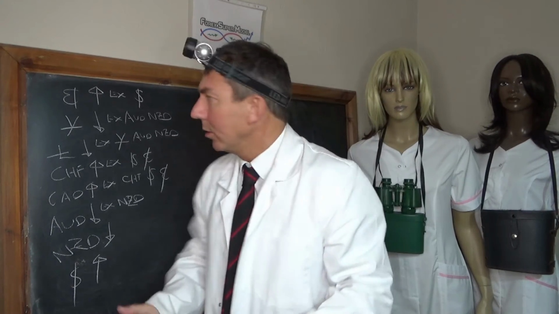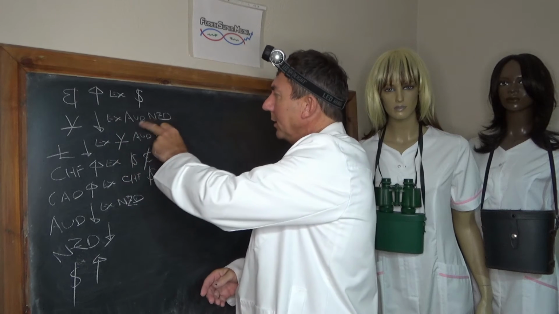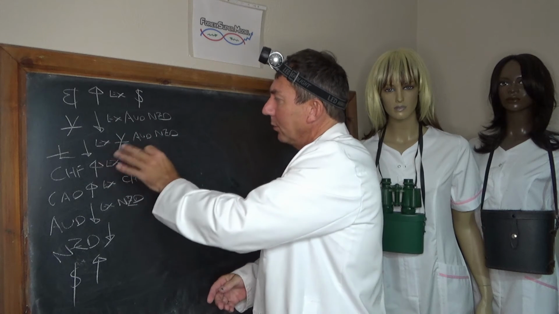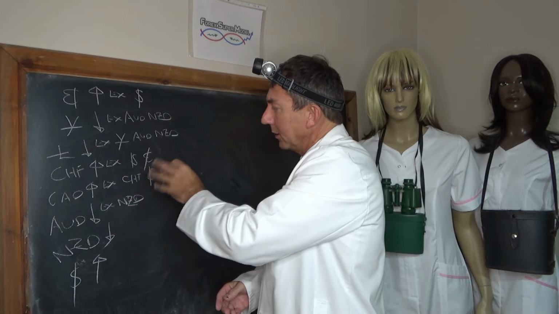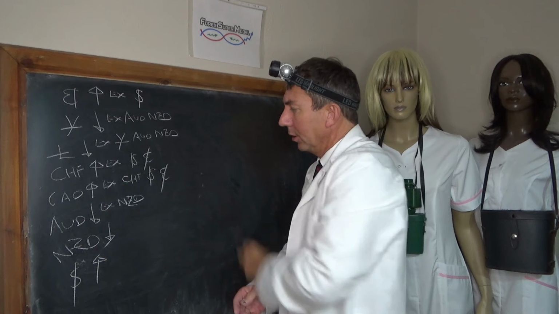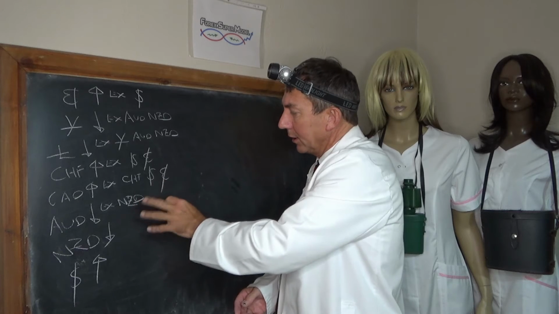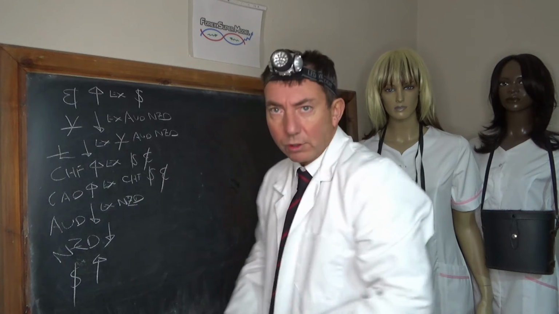Right, we've written up the flows. So the euro is strong except against the dollar. The yen is weak except against the AUD and the NZD. The pound is weak except against the yen, the AUD and the NZD. The Swiss is strong except against the dollar and the euro. The CAD is strong except against the Swiss, the dollar and the euro. The AUD is weak except against the New Zealand dollar. The New Zealand dollar is weak across the board, and the dollar is strong across the board.